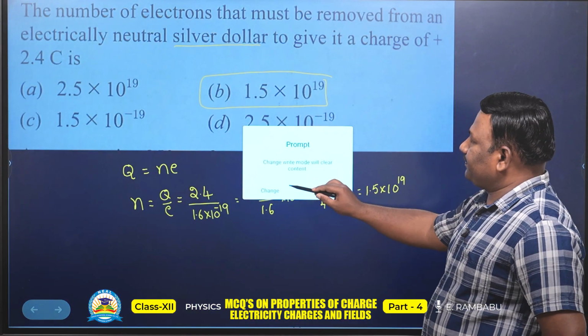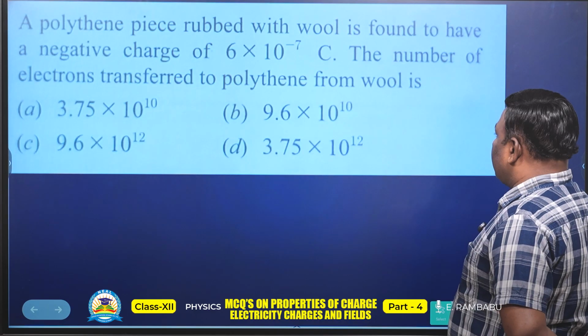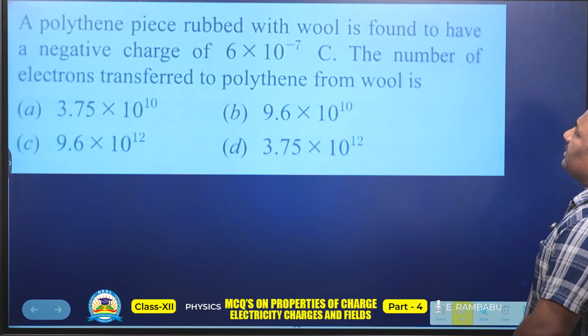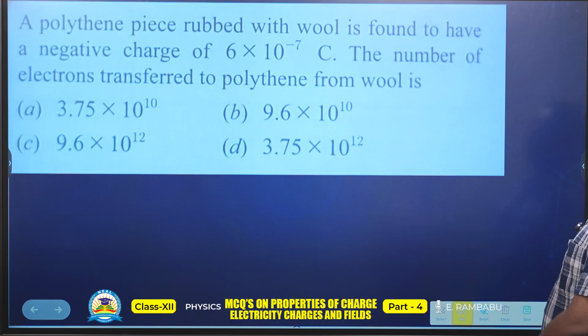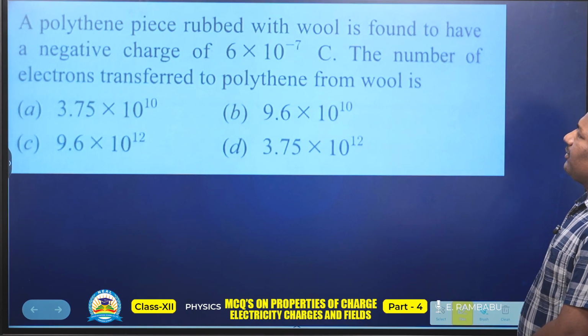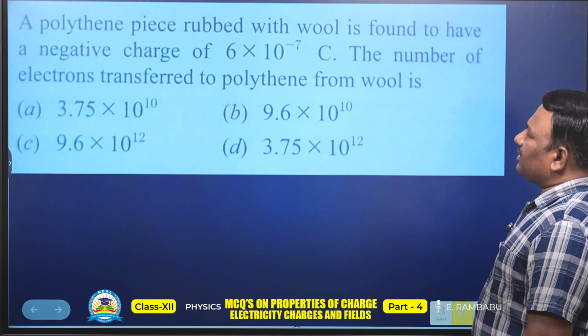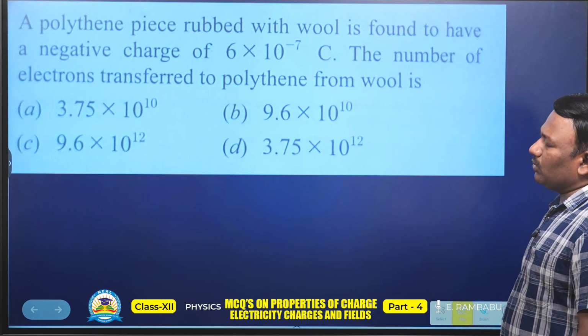Next question. Here a polythene piece rubbed with wool is found to have a negative charge of 6 into 10 to the power minus 7 coulomb. The number of electrons transferred to polythene from wool is.